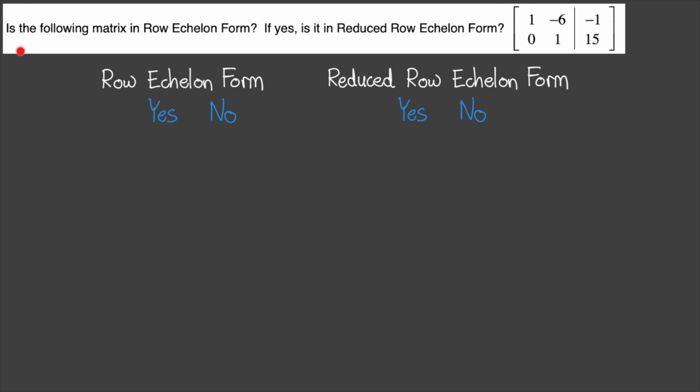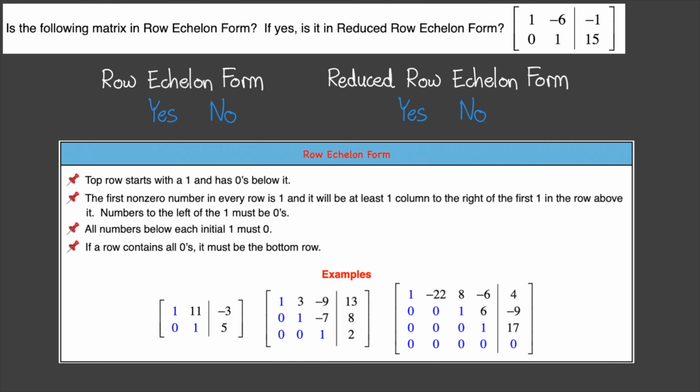Hey Kooks, this question says, is the following matrix in row echelon form? If yes, is it in reduced row echelon form? So here's our given matrix. Let's look at the key features of a matrix in row echelon form.